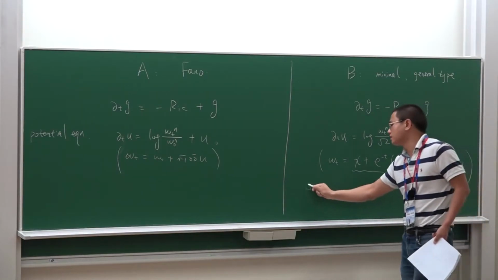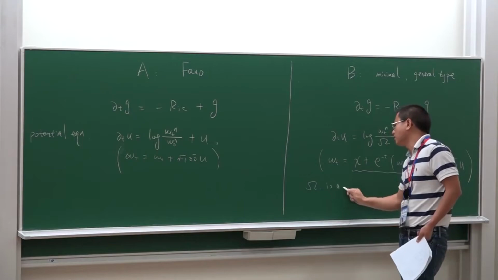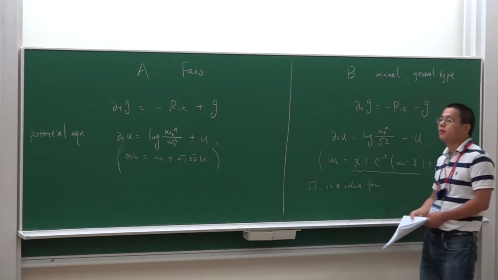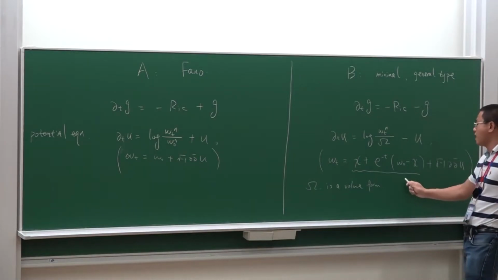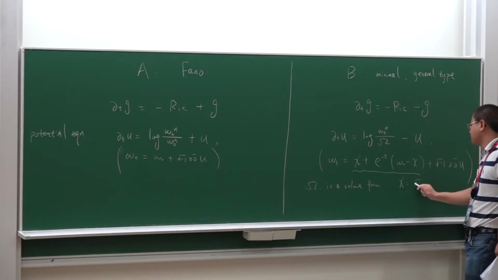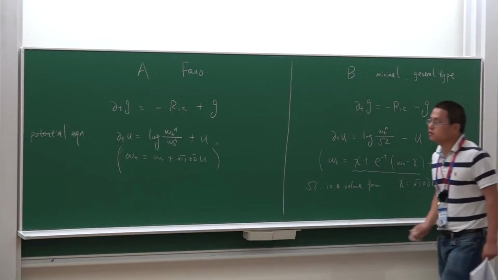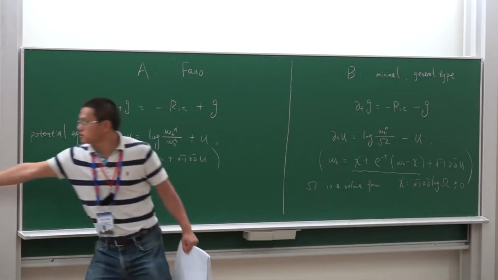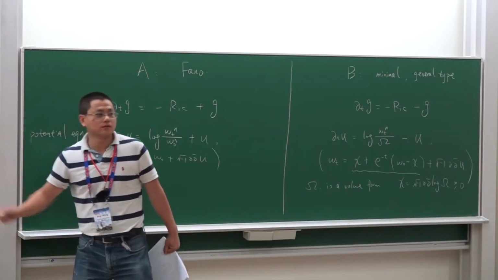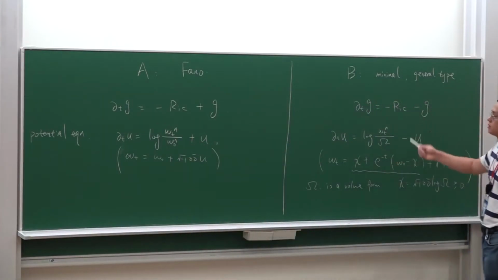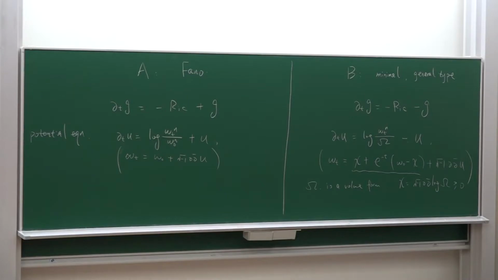Capital omega is a volume form, and chi is greater or equal to 0. So you know this corresponds to the case C1 less or equal to 0. So here you have this chi greater or equal to 0. This is solving the Monge-Ampère equation by Gauss fundamental theorem.